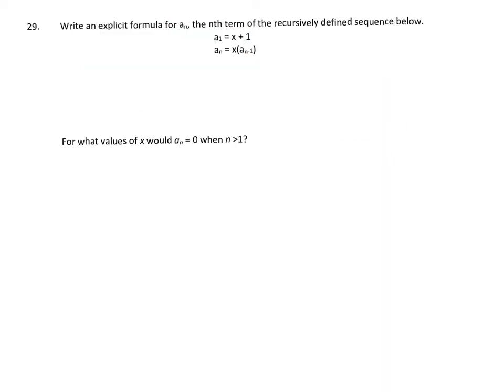Okay, and then finally, 29 is the last one we're going to do. Write an explicit formula, a sub n, for the nth term of the recursively defined sequence below. If we look at this sequence, they're telling us the first term. This time it's not equal to a number, but that's okay. It's equal to x plus 1. And to get the nth term, take the previous term and multiply it by x. So since we're multiplying by x, this is geometric.